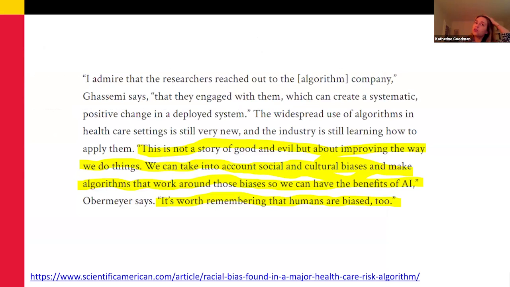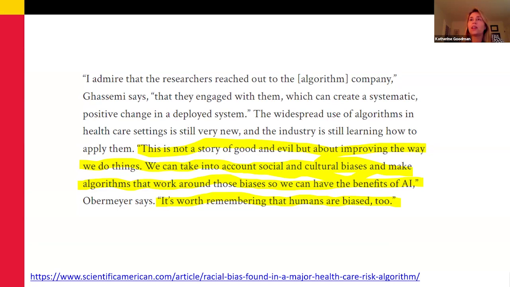I really want to credit, though, the researchers that did this analysis, and also the company. They never named the algorithm, but they actually reached out to the algorithm company, and that company did change this algorithm. I really like that Ziad Obermeyer, in this article, emphasized this shouldn't be a story just about good and evil, or algorithms being bad or algorithmic bias being bad. It's that we need to be aware of these challenges and take methodological steps to help mitigate them.